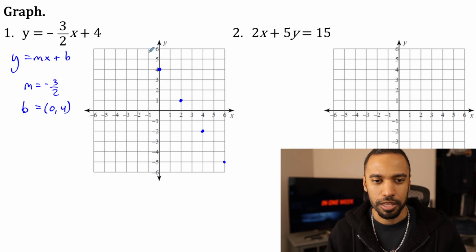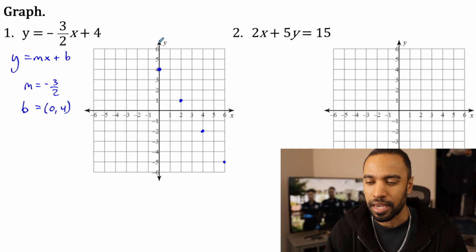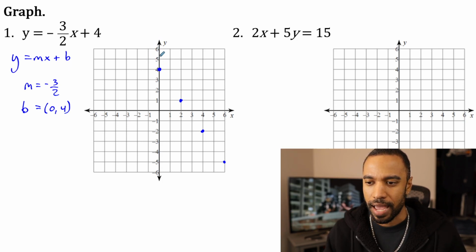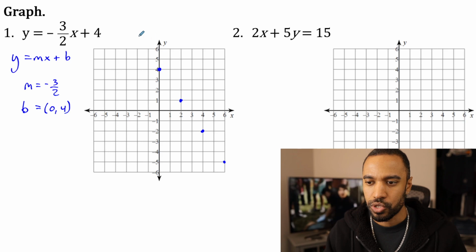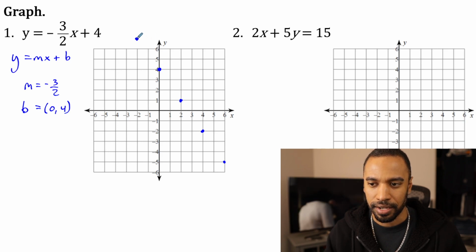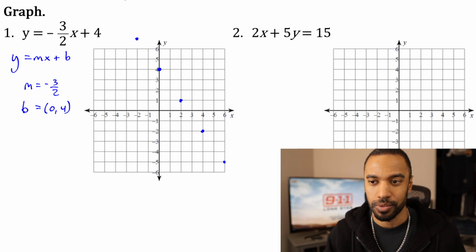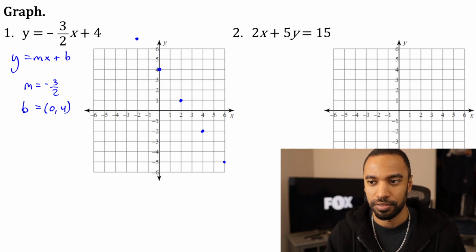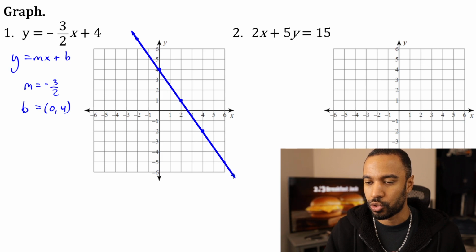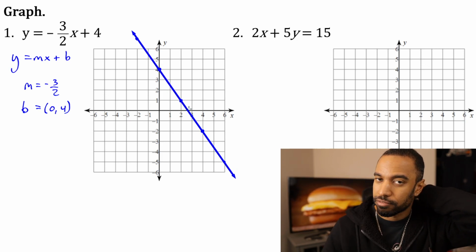If I could fit any other points up here, and I'll make up one, I'm going to rise 3 and then run 2 to the left to kind of stay on that line. Now it's like the 3 is positive and the 2 is negative, which still leaves me with a fraction of negative 3/2. So let's go ahead and draw that graph. If you have a ruler, just draw that line that goes through, and there is the graph for that equation.